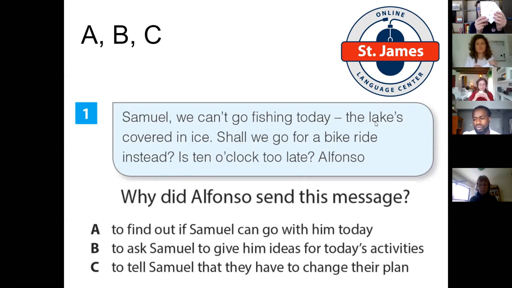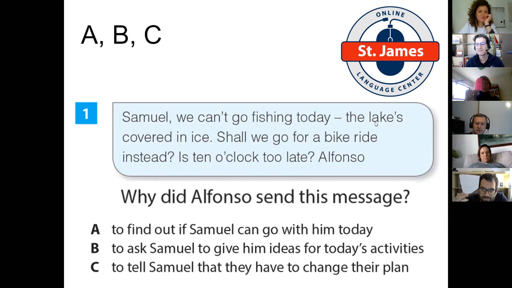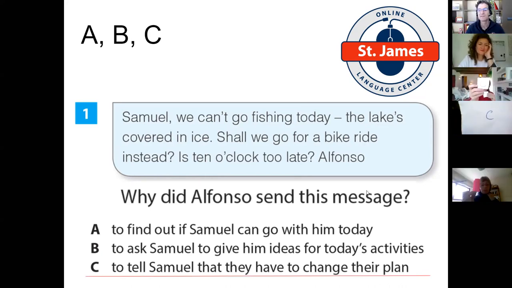And now you have to show me your answer. Is it A, B, or C? Let's see. People are thinking, nobody wants to show anything yet. Okay, show me your answer. A, B, or C? Okay, yes, and now people are starting sharing their answers. Good. Yes, so the answer is C.